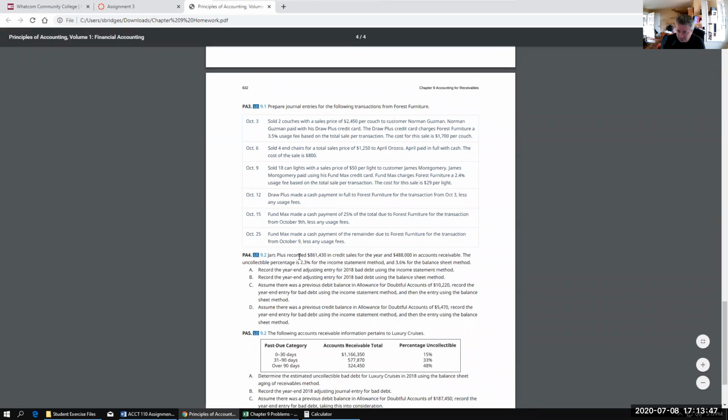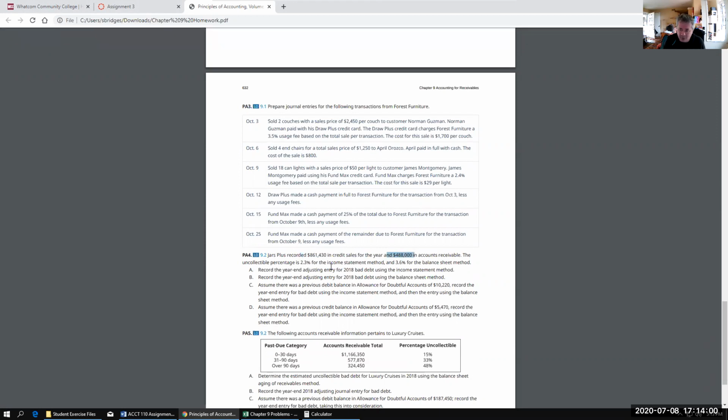Okay, right here we have 861,430 in credit sales. So this is what we're going to use. We're going to use the income statement method. And we have 488 in total accounts receivable if we're going to use the balance sheet or the percent of accounts receivable method. So for the first two here, we're just doing an entry based on those two methods.